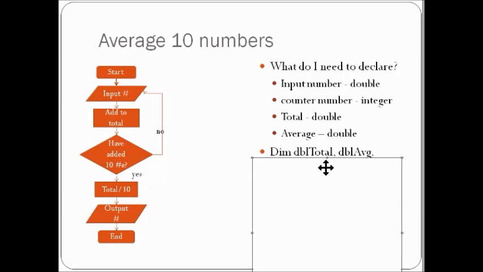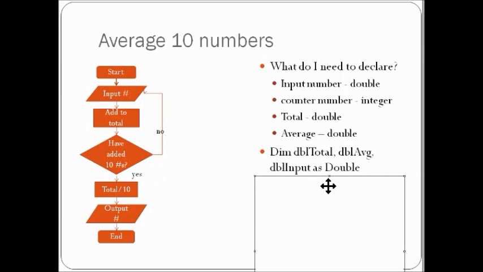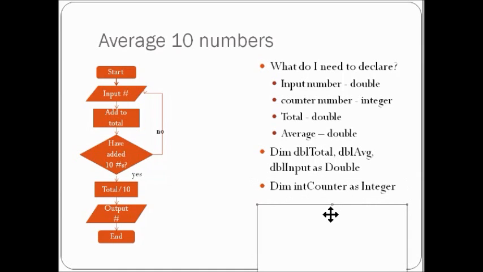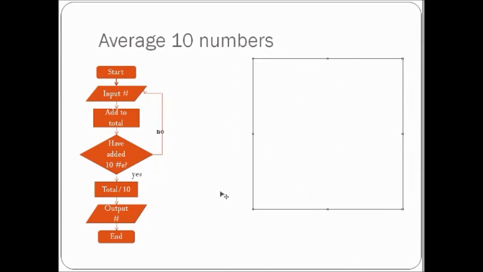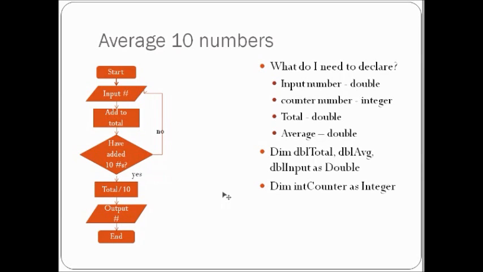So what are the things we're going to dim? We're going to dim the total, and I decided to call my double total, double average, double input, and we're going to dim all those as double. And we're going to dim the counter as an integer. So that's how you decide what you're going to do, how you're going to declare your variables, what you're going to use.